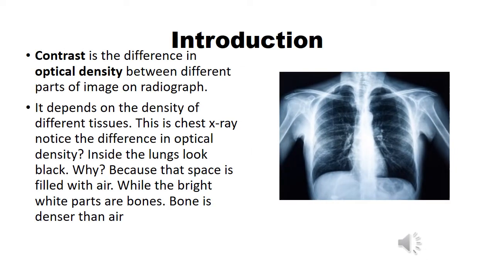Contrast is the difference in optical density between different parts of an image on a radiograph. It depends on the density of different tissues. This is a chest X-ray. Notice the difference in optical density? Inside the lungs look black. Why? Because that space is filled with air, while the bright white parts are bones. Bone is denser than air.